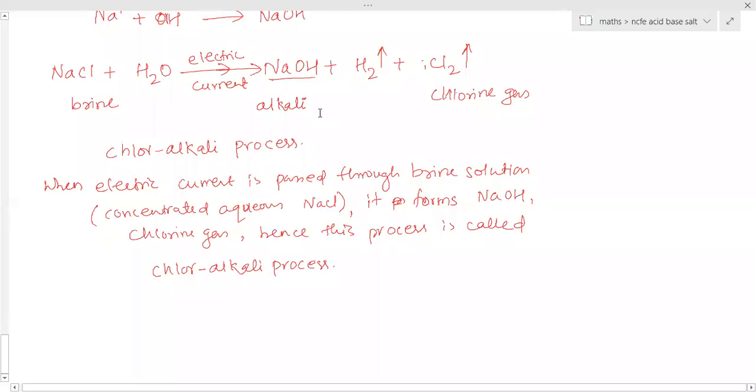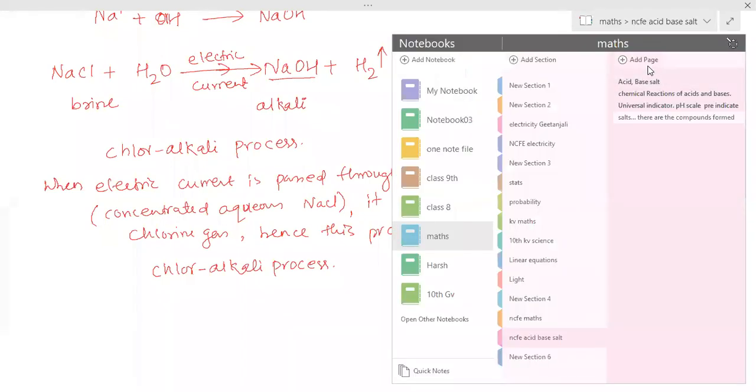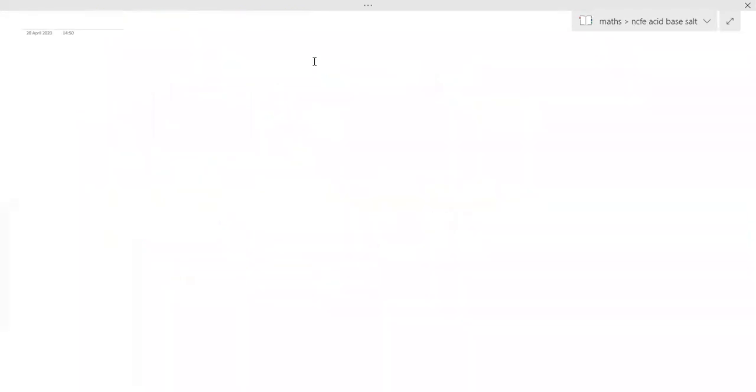Everyone, chloralkali process, is it clear? Yes, ma'am. Yes. Then who will explain to me? Vishnu, can you explain the chloralkali process? What is it?